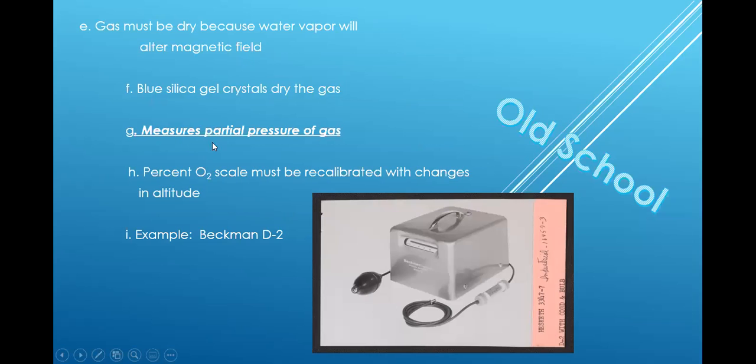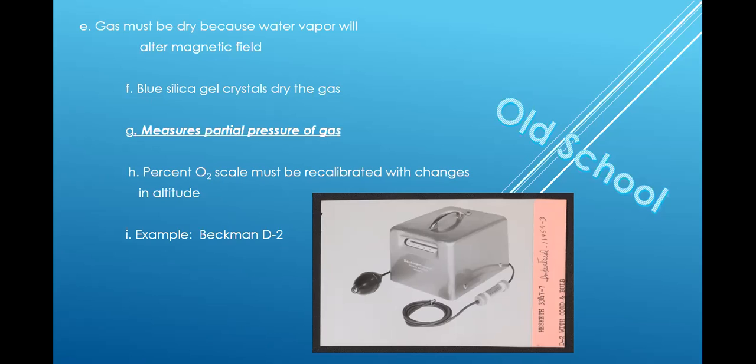It measures the partial pressure of gas. The paramagnetic oxygen analyzer measures the partial pressure of the gas. So when you look at that one, it's going to tell you the partial pressure, not the percentage. It's going to be in millimeters of mercury, not percentage. There's other ones that show percentage, so you need to know the difference.